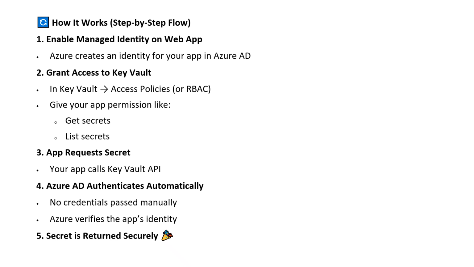So now let's see the step by step flow of how it works. Enable managed identity on the web app. Then grant access to Key Vault. So you can see the steps here of what you need to do. Then the app requests the secret. Then Azure AD authenticates it automatically, so your secret is returned securely. Fine.